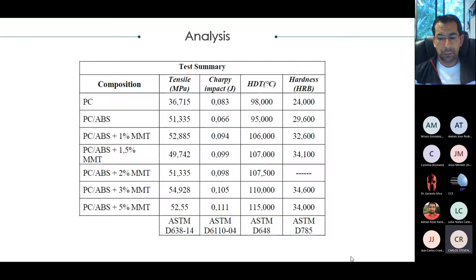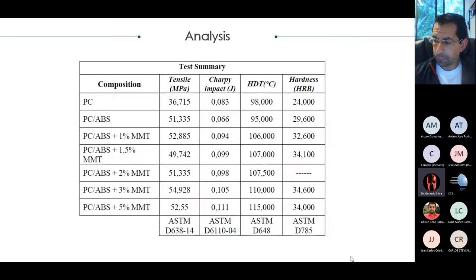If we exceed this limit, we can get the wrong values. To maintain the balance, that is the balance, to get the best shape and the best properties. That's it.